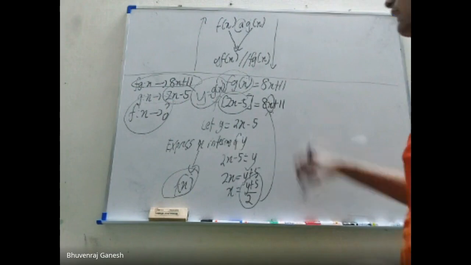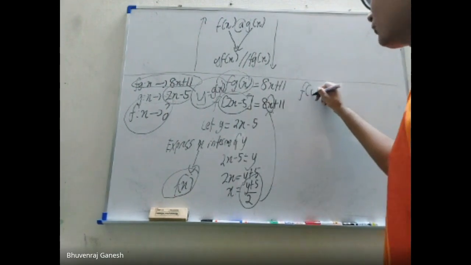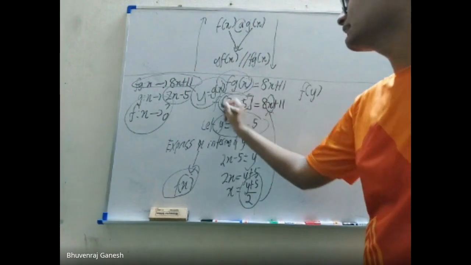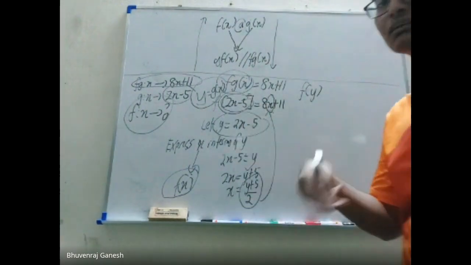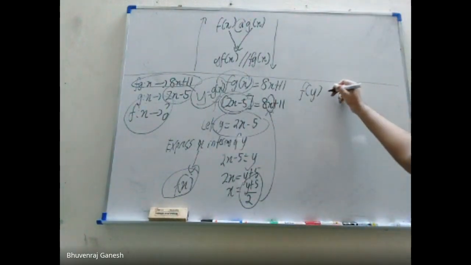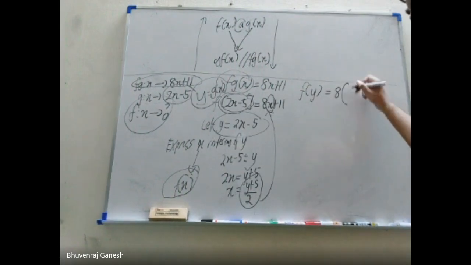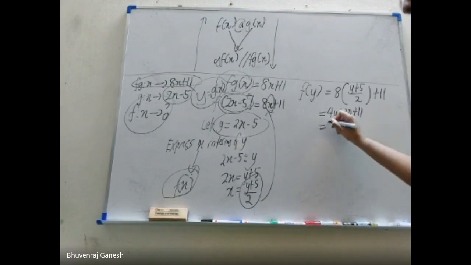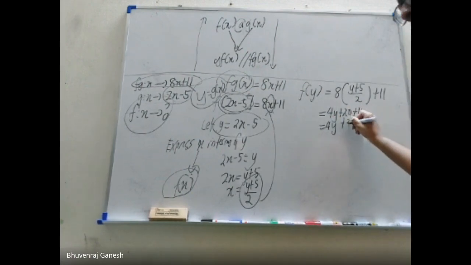So what you will get is f(y). Don't put f(x) here, because you said let y is 2x minus 5. It means this part you're going to replace with y first. Then only you change to x. It's the same thing. So you will get 8 times (y plus 5) over 2 plus 11. So you simplify, you will get 4y plus 20 plus 11, which is 4y plus 31.